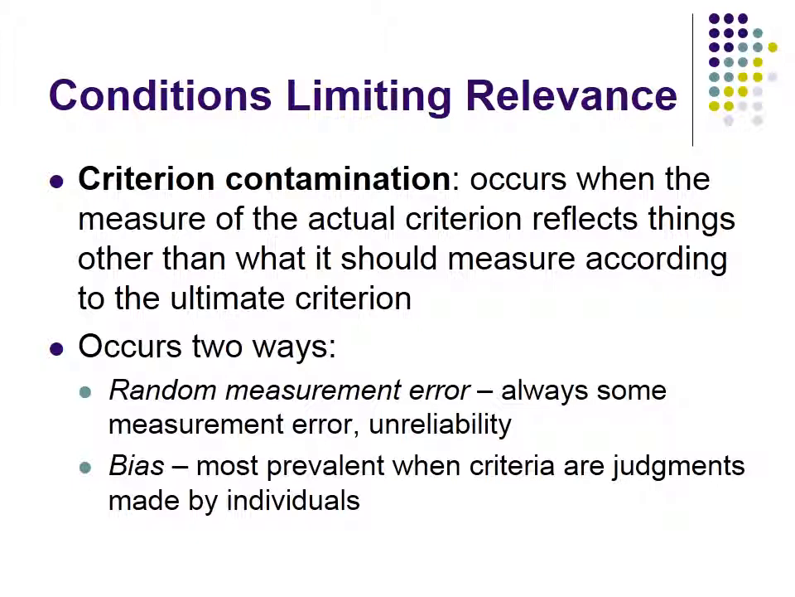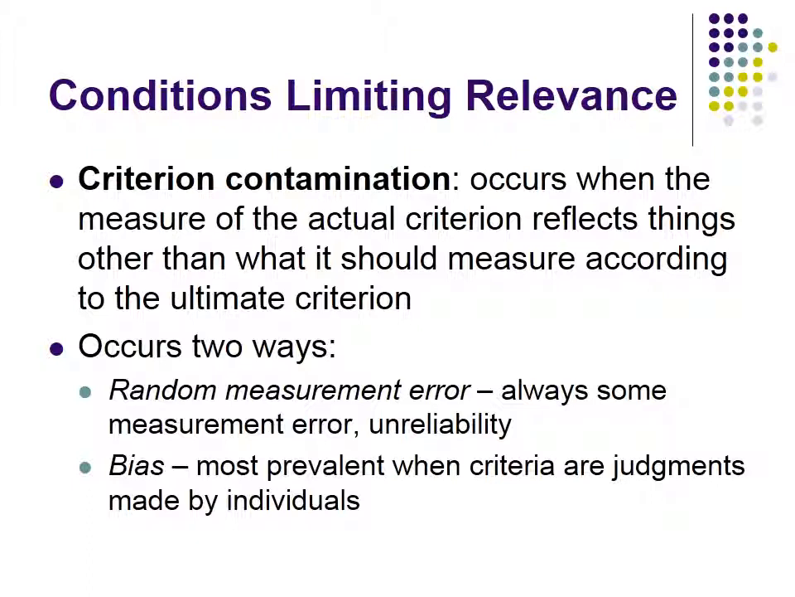So criterion contamination is another problem. The first one we talked about was deficiency. We're missing something in our actual criterion that we should have had. Criterion contamination is when we have something in our actual criterion that we shouldn't have. So it occurs when a measure of the actual criterion reflects things other than what it should measure according to the ultimate criterion.